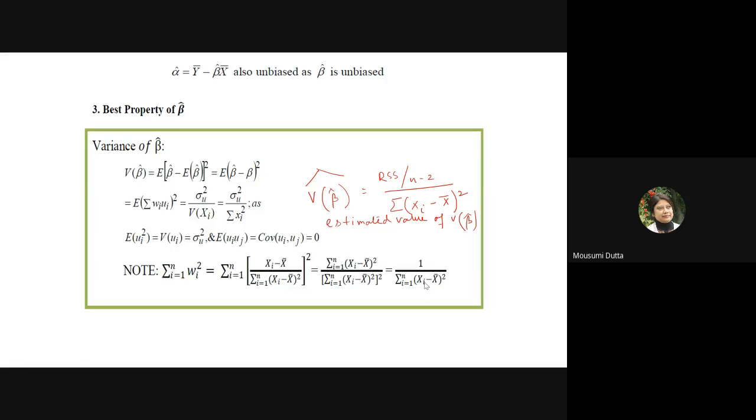I simply replace sigma u square by its estimated value, SU square, which is RSS by n minus 2. Similar thing I did in case of variance of alpha hat. Sigma u square I replaced by RSS by n minus 2 or SU square. Okay.